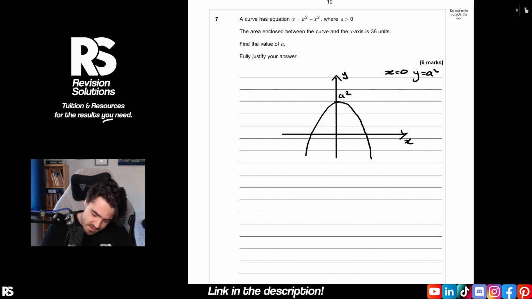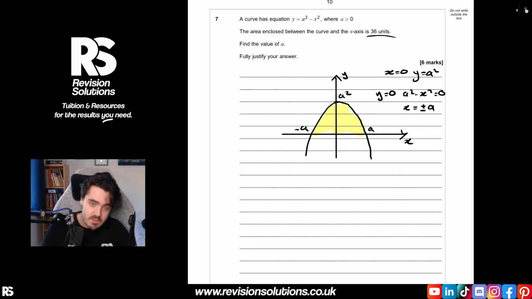And we can find where it intersects the x-axis by setting y equal to 0. So if y is equal to 0, we'd get a squared minus x squared equals 0. Solving that would just give us x equals plus or minus a. So that would be a, and that would be minus a. And the enclosed region they're talking about is this region here. So we've been given information about that. So that's how we're actually going to solve the question.